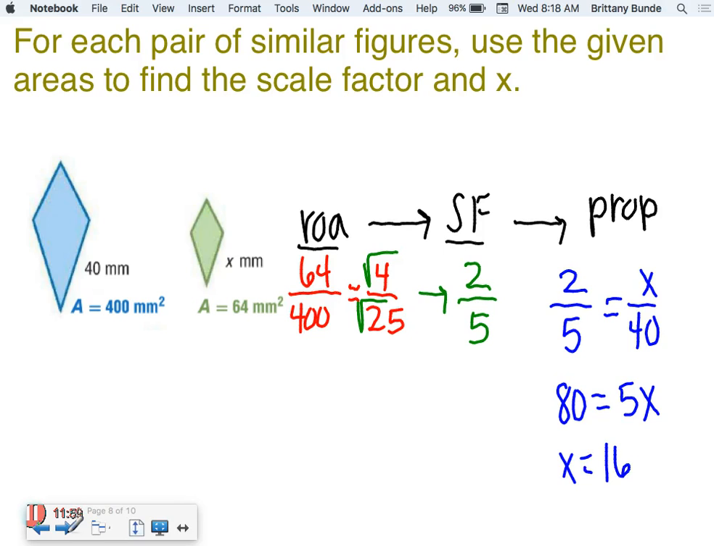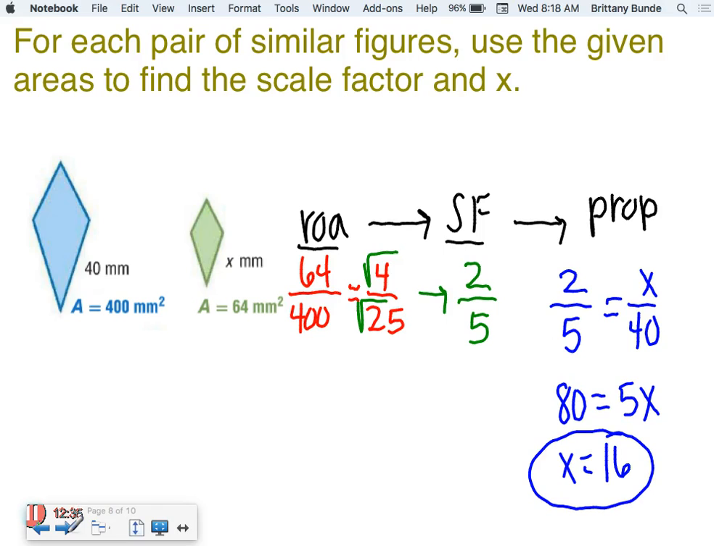You guys at 16? Yeah. Sweet. And if you didn't reduce, you would have been okay on this one too. 64 and 400 are both squares. You should still get the same answer.